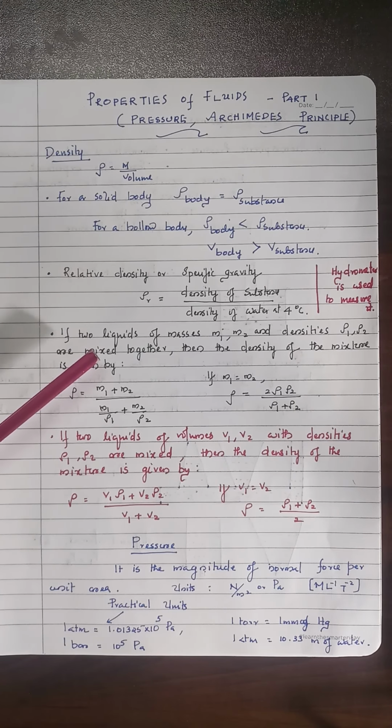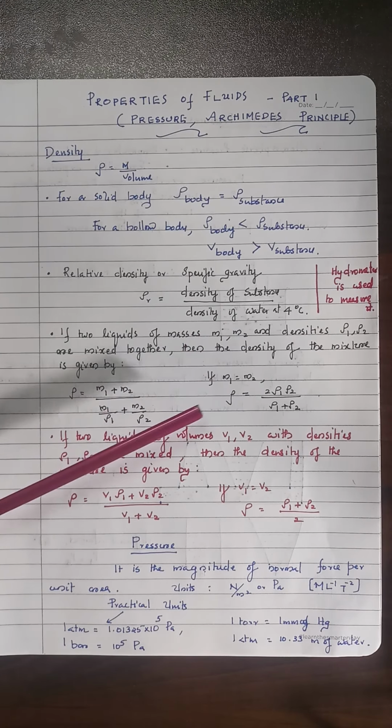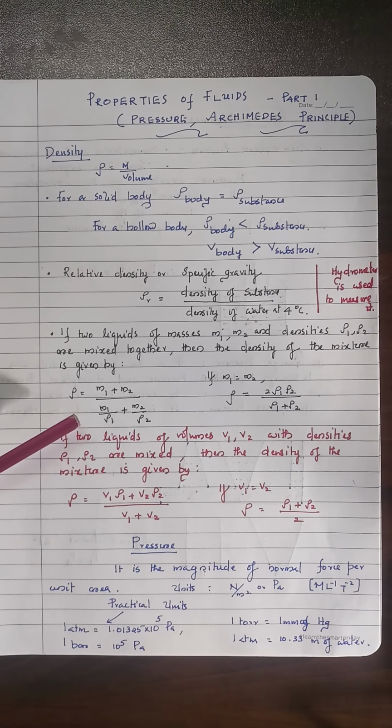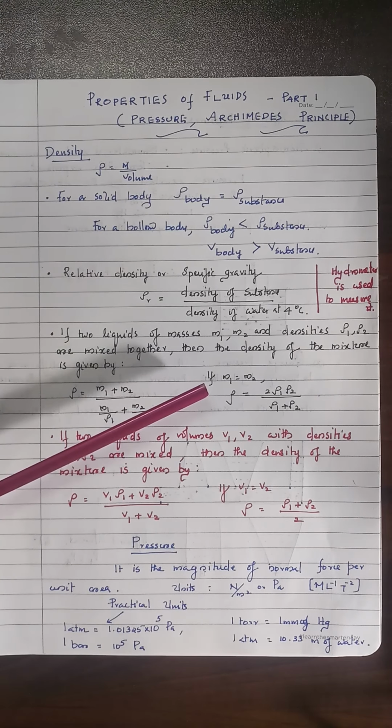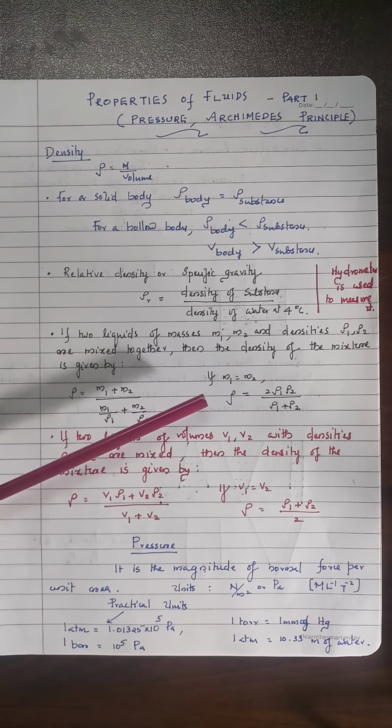See, if two liquids of masses M1 and M2 with the densities ρ1 and ρ2 are mixed together, then the density of the mixture is given by just the total mass by the total volume. Here the importance goes to masses, so the density is nothing but the total mass M1 plus M2 by the total volume V1 plus V2. Here in place of V1 use mass by density, so M1 by ρ1 plus M2 by ρ2. But if you take M1 equal to M2, you get the harmonic mean of the densities: 2 ρ1 ρ2 by ρ1 plus ρ2.